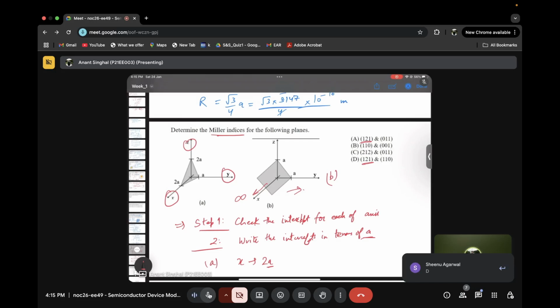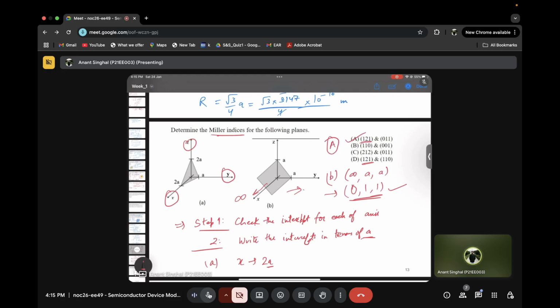So one answer is D. Let's quickly write: x is infinity, y is a, z is a. The second step is to write in terms of a. The third is to invert, so 1 by infinity should be 0, then 1, 1. Make it integer, so it's already integer. So it should be 0, 1, 1. So the correct answer is option A.